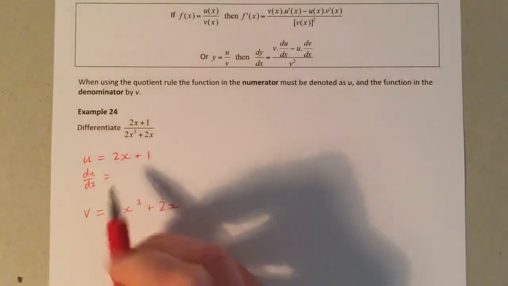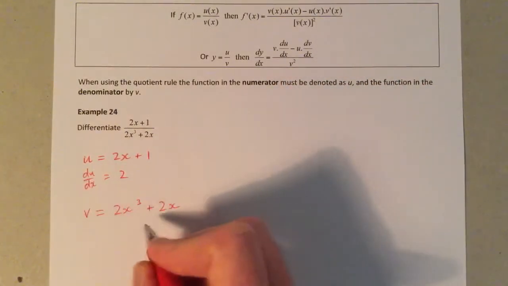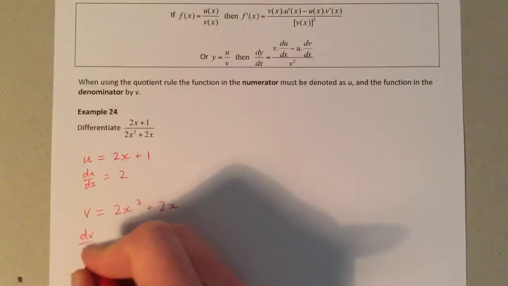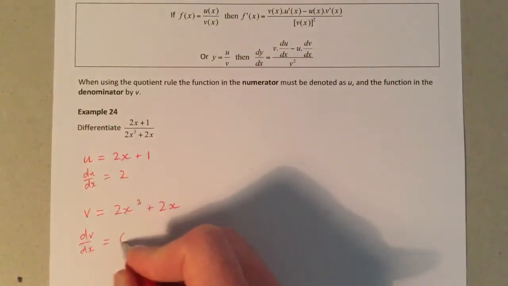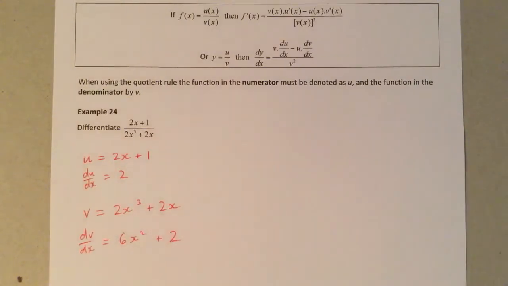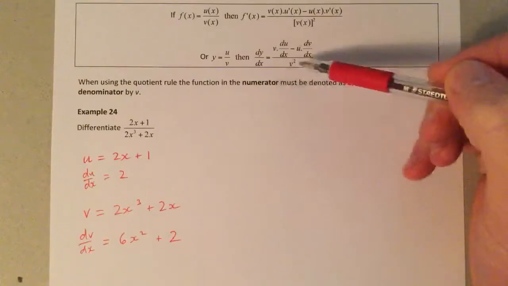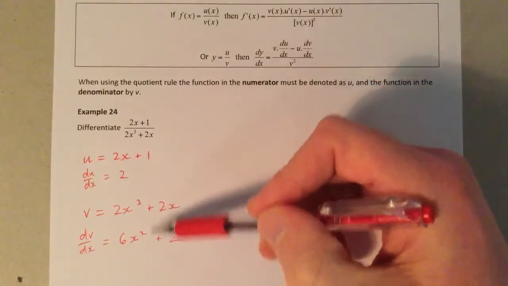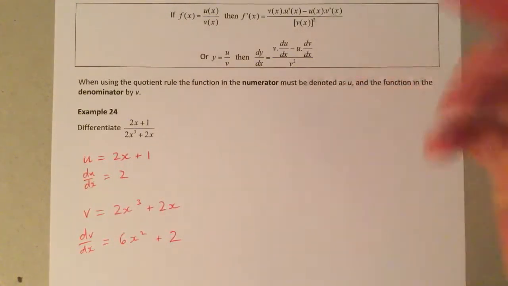So du/dx, the derivative of 2x + 1, is just 2. And dv/dx, well, the derivative of 2x cubed is 6x squared. And the derivative of 2x is 2. And so now I have the four parts that need to go into this formula. And I just find with the quotient rule, it's nicer to have them there separately to start with, rather than try to put them all in as you go.